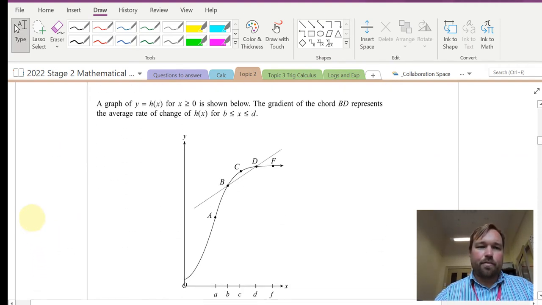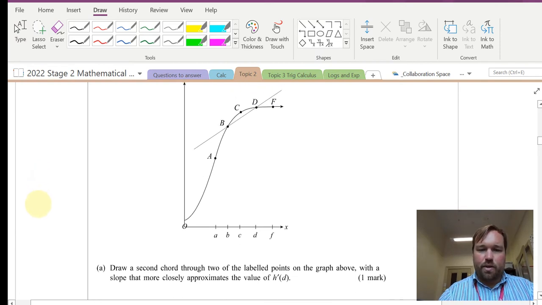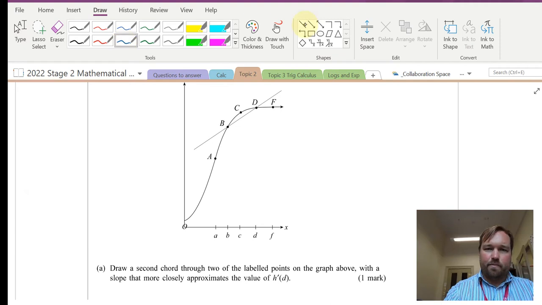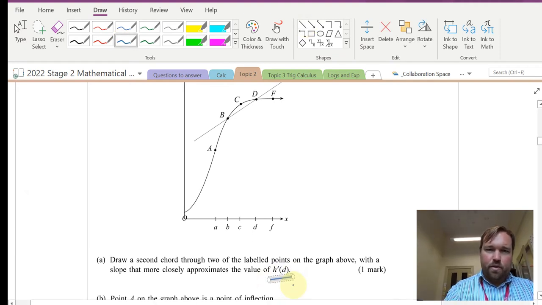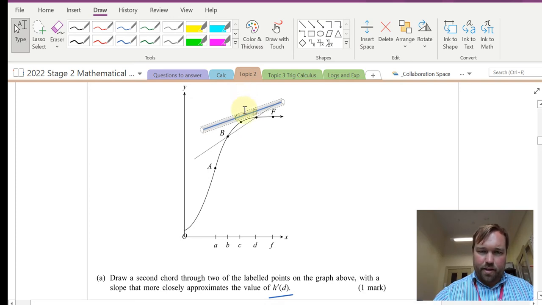Alright. For the graph y equals h of x, x is greater than 0, shown below. The gradient of the chord BD represents the average rate of change between B and D. Alright. For a second chord that more closely approximates h dash x, it must also go through D. So, I would go CD. I'm going to drag that into place. There.